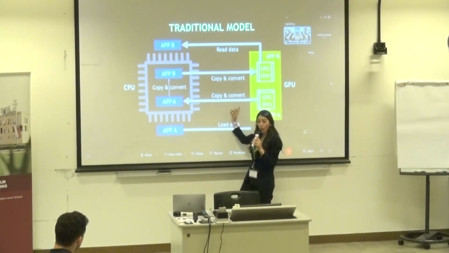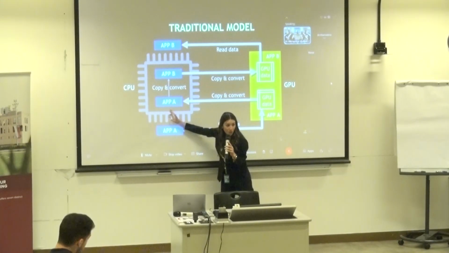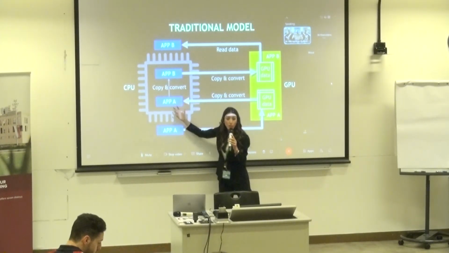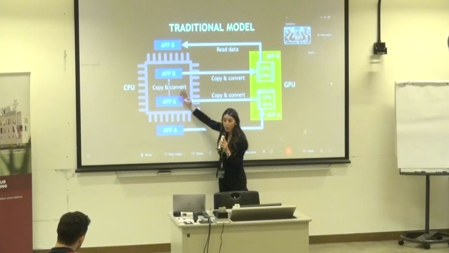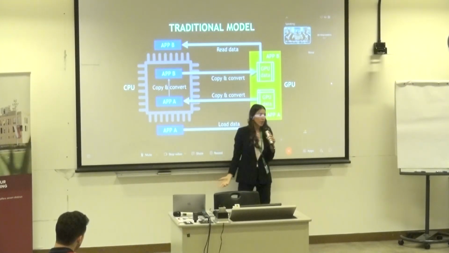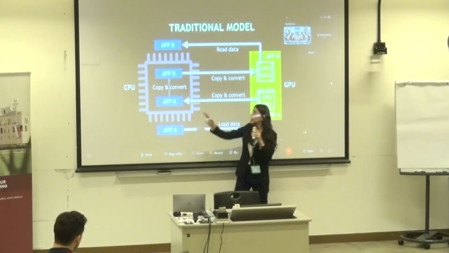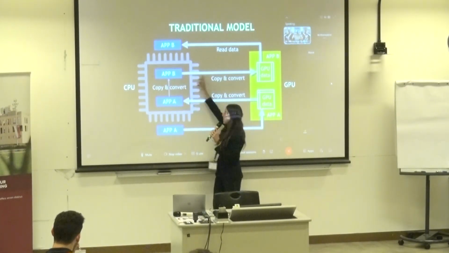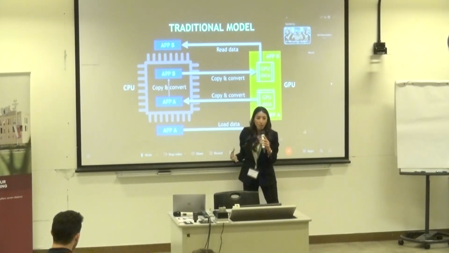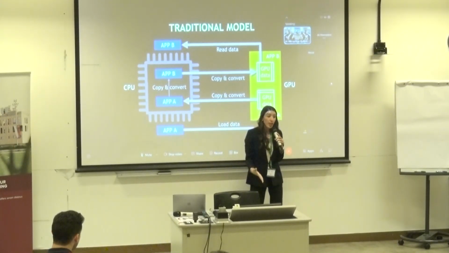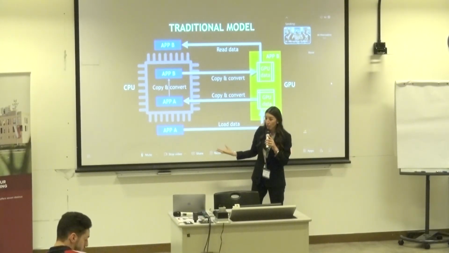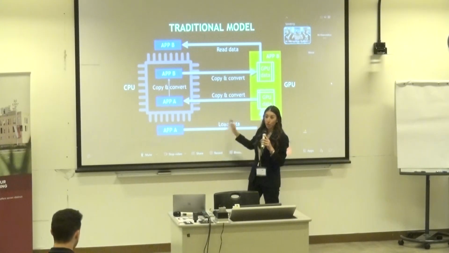We need to copy the data back to the CPU, to app A, and then we need to do a copy and convert in order to transform the data into the format needed to be ingested by app B. And then app B will need to accelerate the load itself on the GPU, so it needs to do another copy and convert back to the GPU. So there are all of these complex copy-convert pipelines happening. And as a matter of fact, they consume more than 99% of the execution time of your application. So you're going to waste a lot of time just doing that.